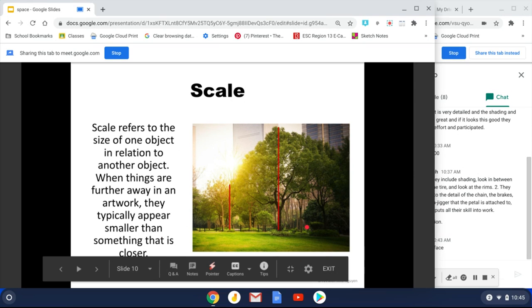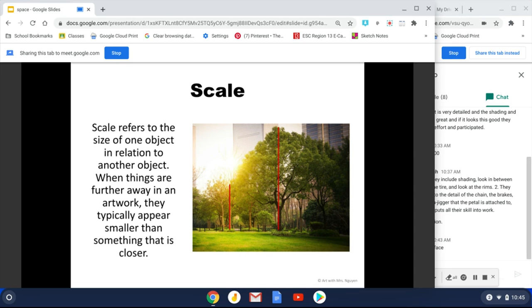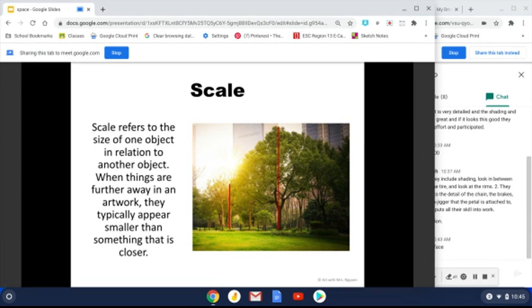This one I see a lot with scale. So scale refers to the size of an object in relation to another object. So if you drew a person and your person was the same size as a skyscraper in the background, would that scale be correct?